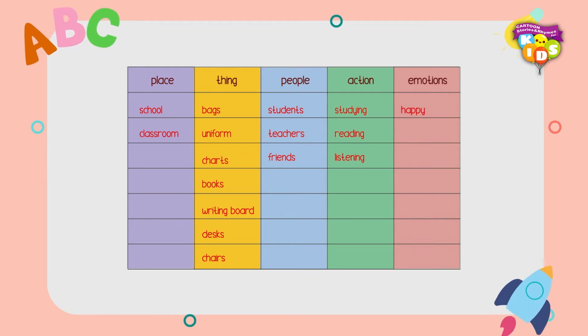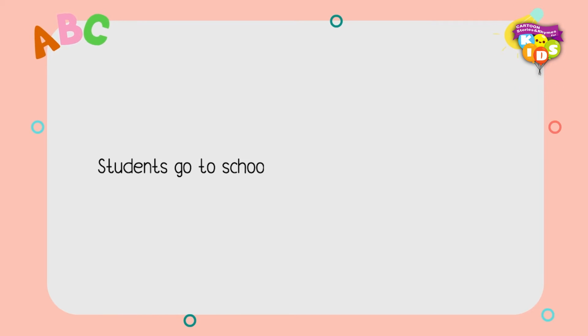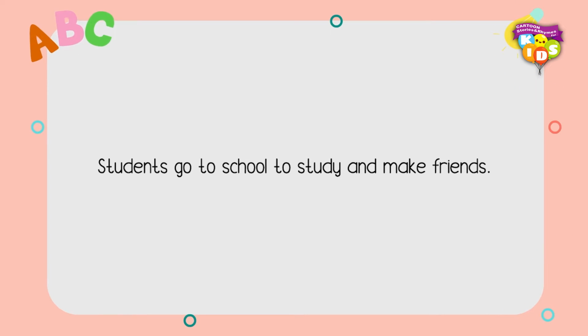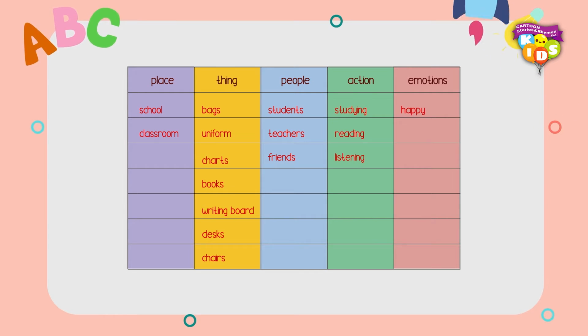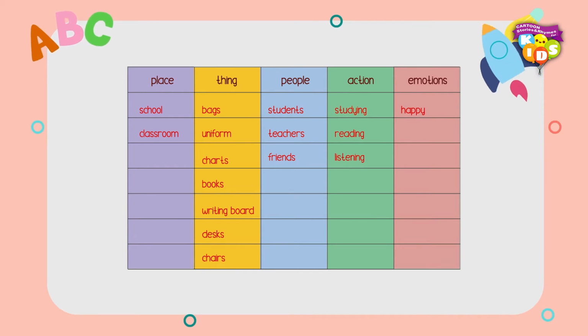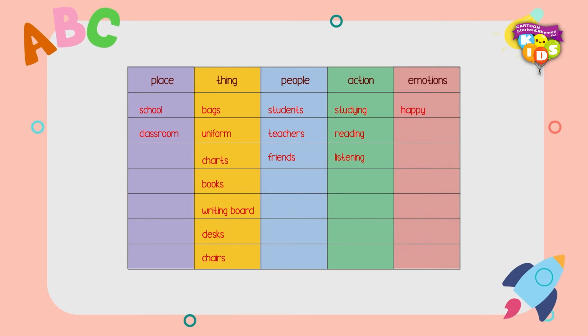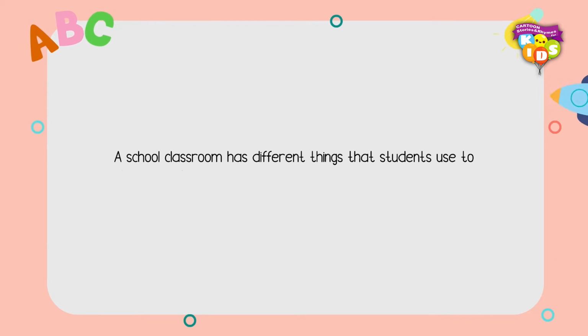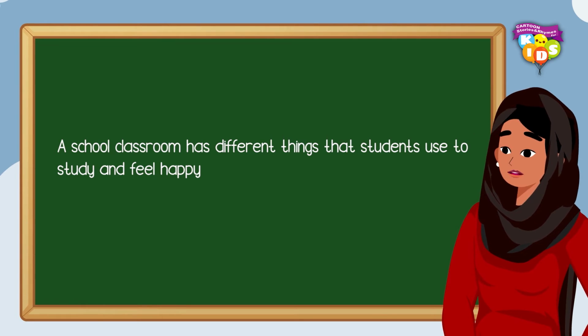This time around, use clues from all columns to give your one-line answer. Students go to school to study and make friends. Not bad. Does anyone else want to try? Again, use the clues from all columns to give your one-line answer. A school classroom has different things that students use to study and feel happy. Bravo, everyone! That was wonderful.